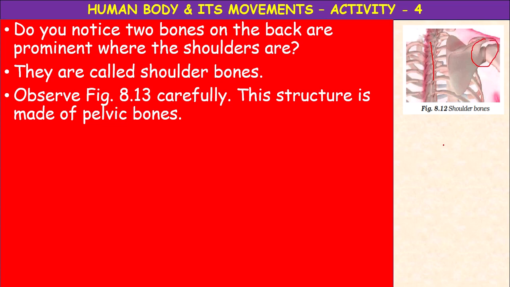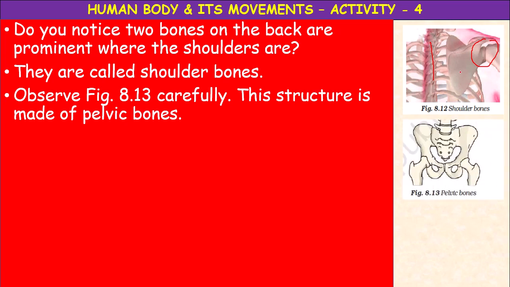bones. This structure is made up of a girdle. It is called the pelvic girdle. Pelvic girdle or shoulder girdle, you can also call it. These bones are called pelvic bones. The pelvic girdle is made up of pelvic bones. So these are the pelvic bones. So this is the pelvic girdle, or pelvic bones.